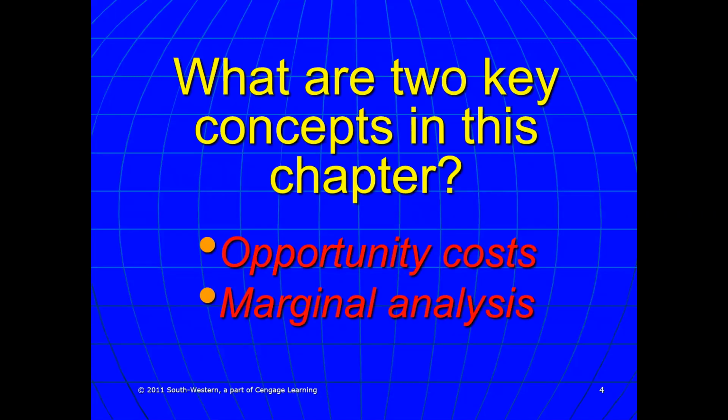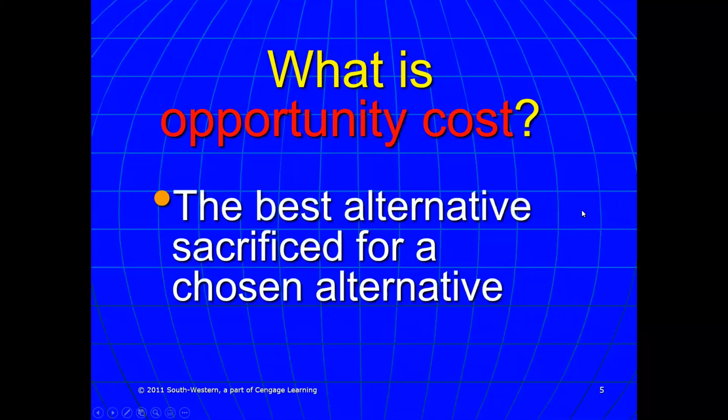A couple of key concepts that deal with how people make decisions include thinking at the margin and opportunity costs. An opportunity cost is what you sacrifice for something else. It's what you give up to get something else. Another way to think about it is the next best use of your time. So it's your next best alternative, as it says.